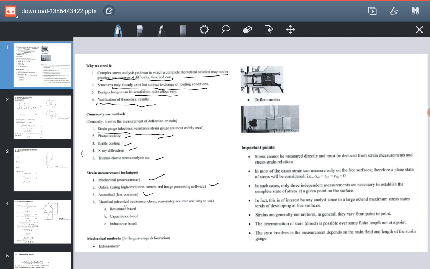So the electrical based gauges could be resistance based, capacitance based, or inductance based, depending upon the application or the environment in which we are trying to calculate the strain.